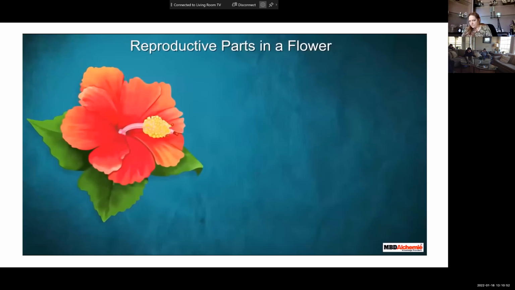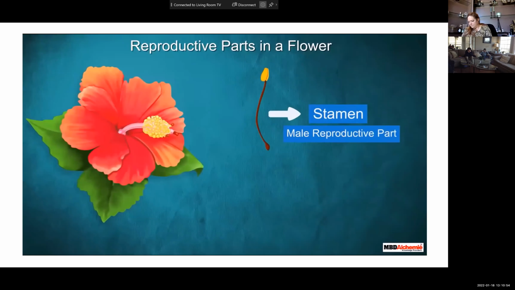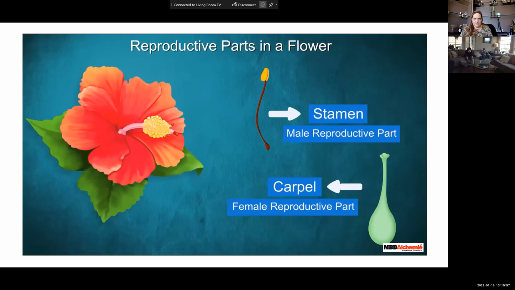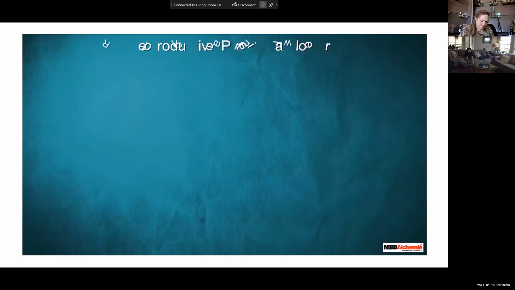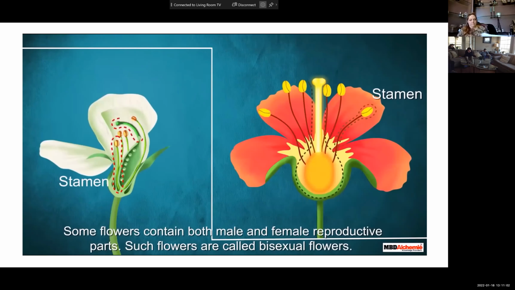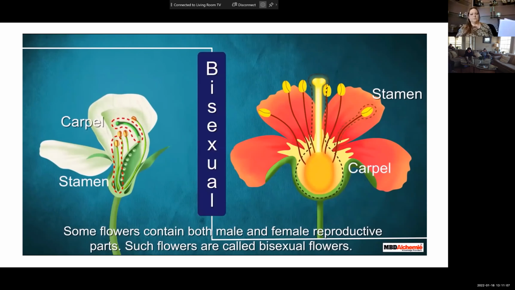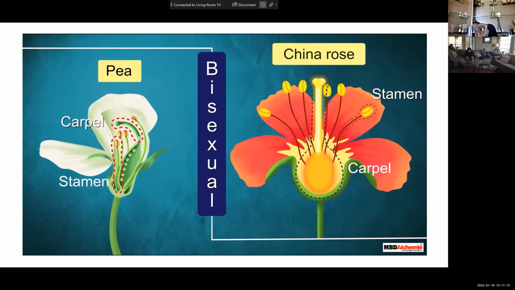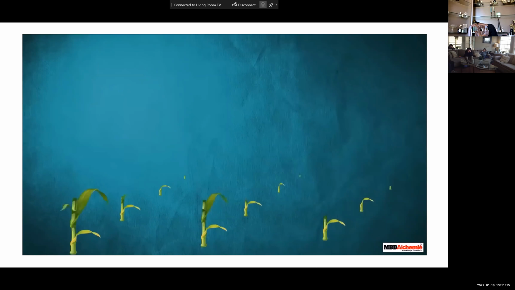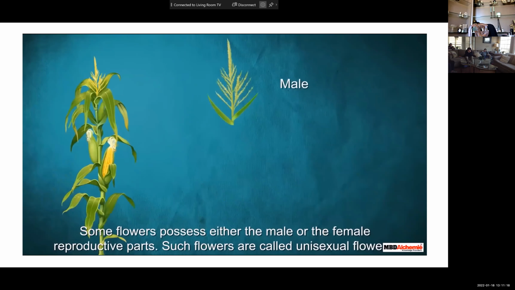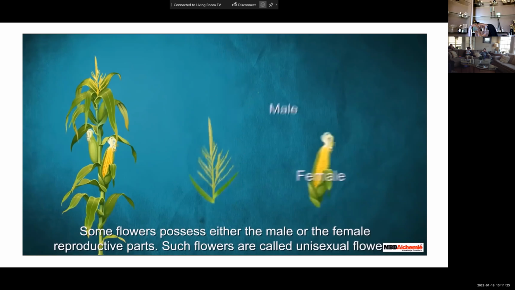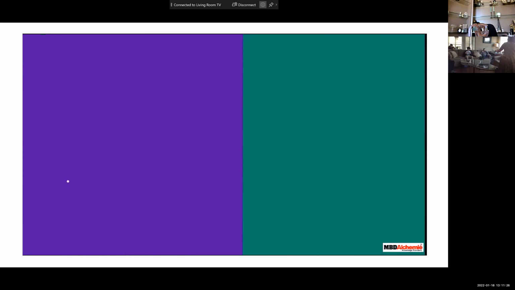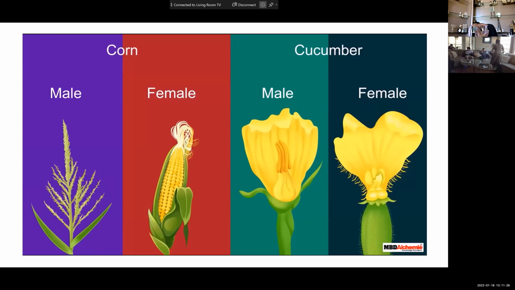In the flower, stamen is the male reproductive part, while carpel is the female reproductive part. Some flowers contain both male and female reproductive parts. Such flowers are called bisexual flowers. For example, tea, China rose, etc. On the other hand, some flowers possess either the male or the female reproductive parts. Such flowers are called unisexual flowers. For example, corn, cucumber, etc.